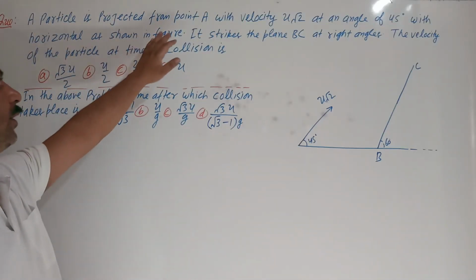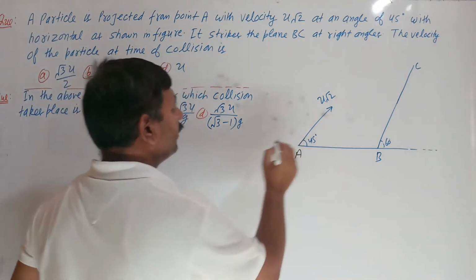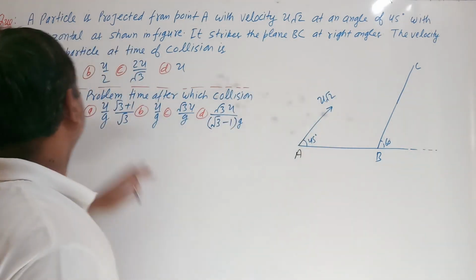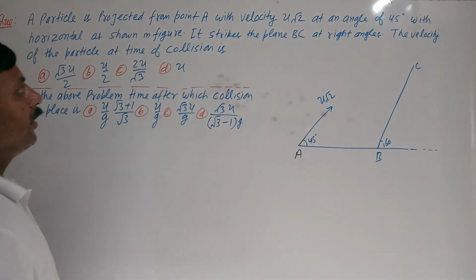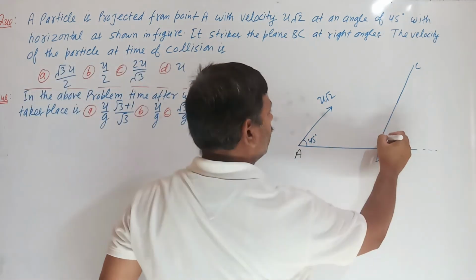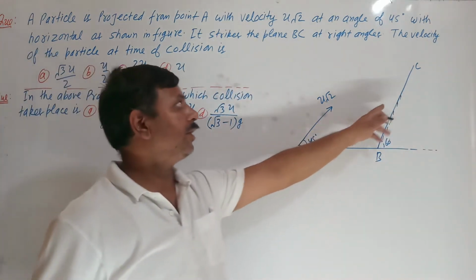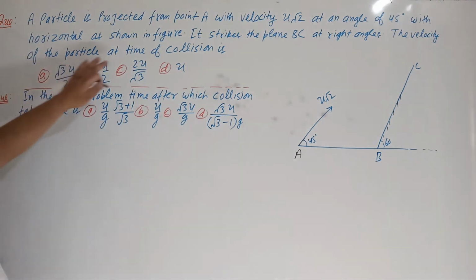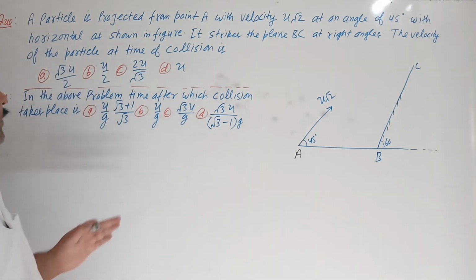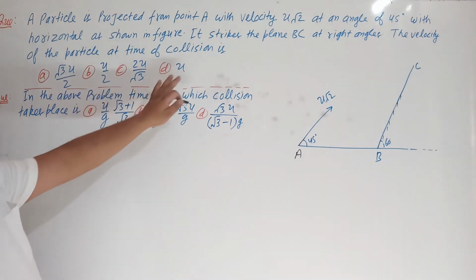A particle is projected from a point A. This is point A. A particle is projected with velocity u root 2 at 45 with the horizontal as shown in the figure. It strikes the plane BC. This is plane BC. It will strike this plane at right angles. Find the velocity of the particle at the time of collision. Options they have given: root 3 u upon 2, u upon 2, 2u upon root 3.